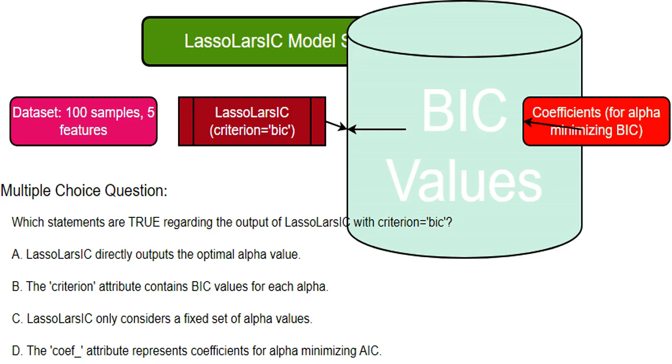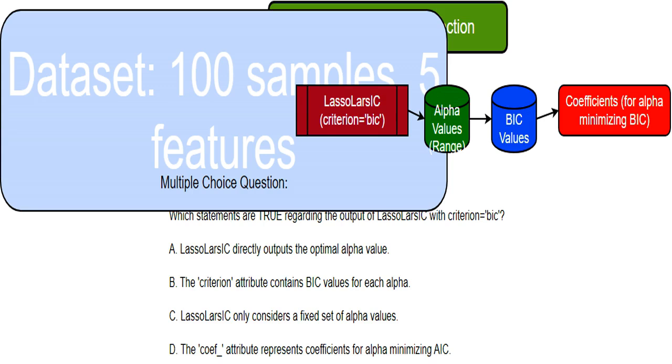After finding the best alpha, based on the BIC, LassoLarsIC calculates the coefficients for each feature in your model. These coefficients are what determine the impact of each feature on the final prediction. They are a key part of the model itself. I've set the criterion to BIC, which stands for Bayesian Information Criterion.